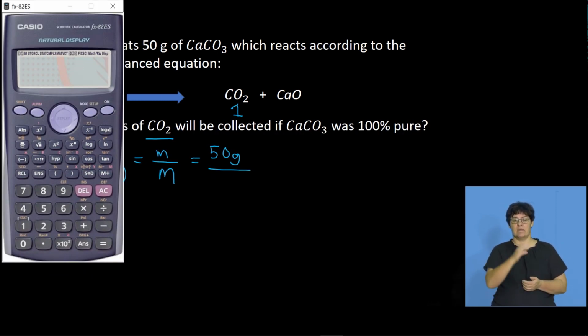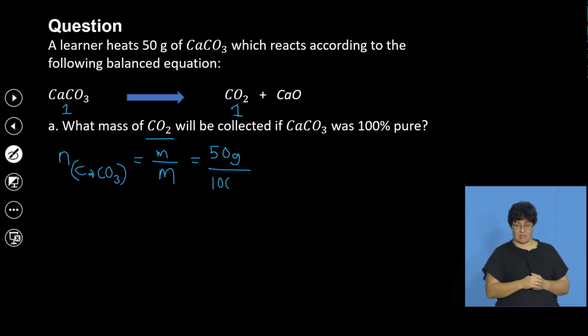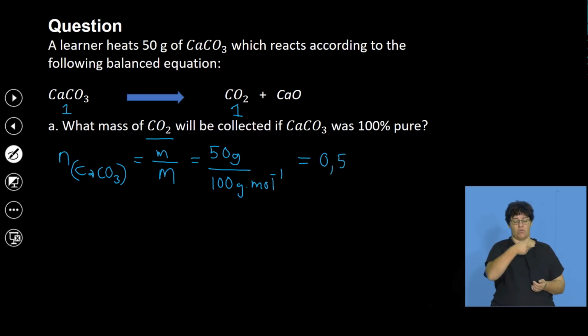Molar mass, if we go to our periodic table, we will get calcium has a mass of 40, plus the mass of carbon, which is 12, and then plus the mass of oxygen multiplied by 3. So it's 3 multiplied by 16. This gives us the molar mass of calcium carbonate, which is 100 grams per mole. So if you do that on a calculator, you get half a mole, which is 0.5 mole.